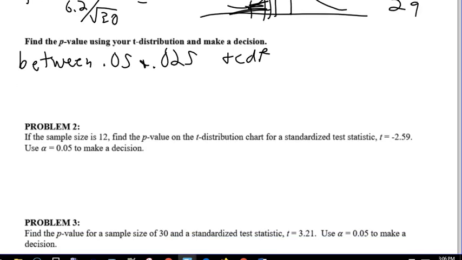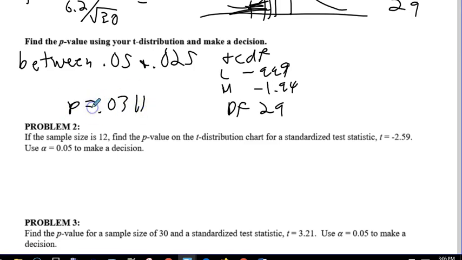Okay? So for TCDF, we're going to have our low number is negative 999. We're going to write this down. Our upper number is going to be negative 1.94. My bad. My degrees of freedom is 29. And that gives me 0.0311 for my p-value.